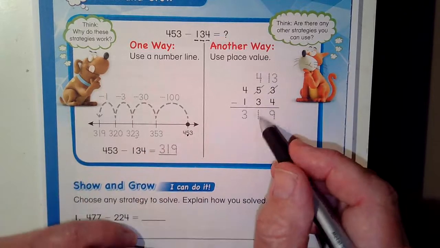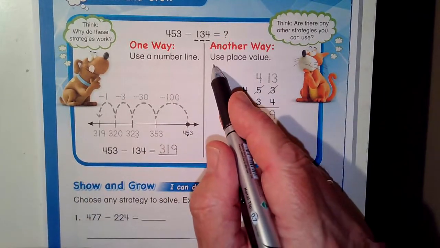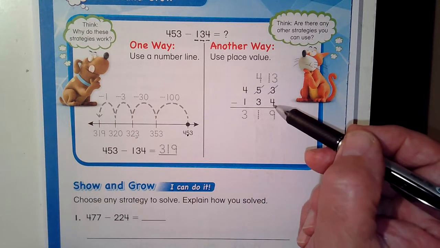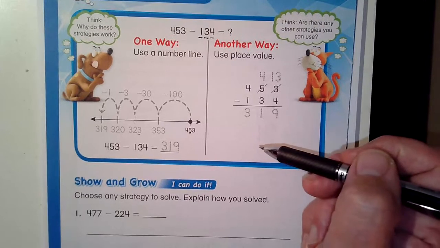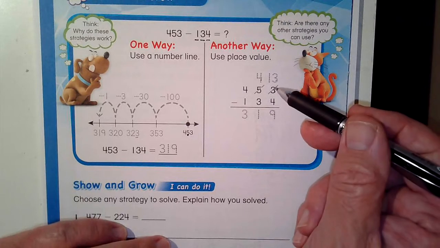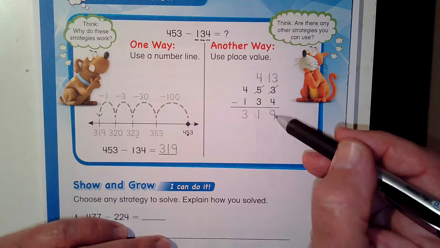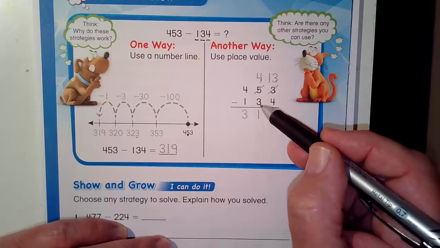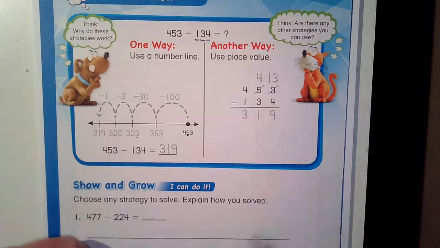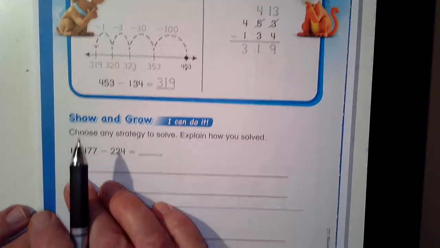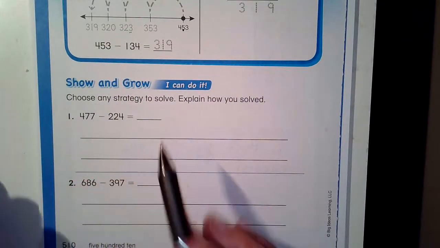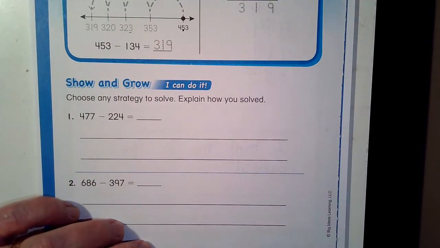When I'm using place value or regrouping, I can do it like this. 453. I can't take away 4 from 3, so I regroup one of these 10s into the ones. 13 minus 4 equals 9. 4 minus 3, that you can do, equals 1. And 4 minus 1 equals 3. All right. Then I always love it when they say this: choose any strategy to solve, explain how you solved.